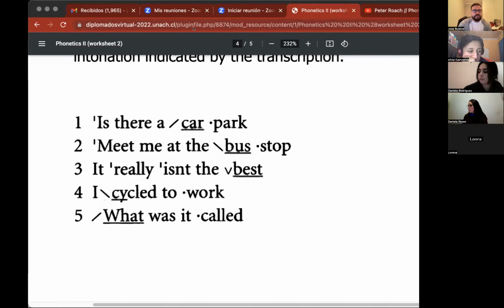All right? Profe, tengo una pregunta. Lore, yes. Nuestra hoja, este worksheet 2, ¿se lo tenemos que enviar o solo era para verlo en clase? No, just to complete that in the class.